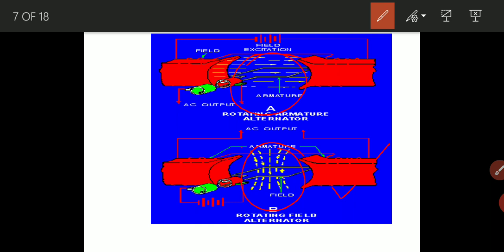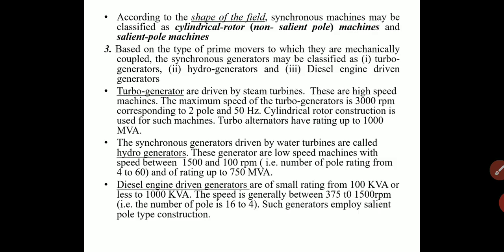Next, according to the shape of the field, a synchronous machine may be classified as a cylindrical rotor type machine and a salient pole type machine. This one we discussed briefly in the construction part.